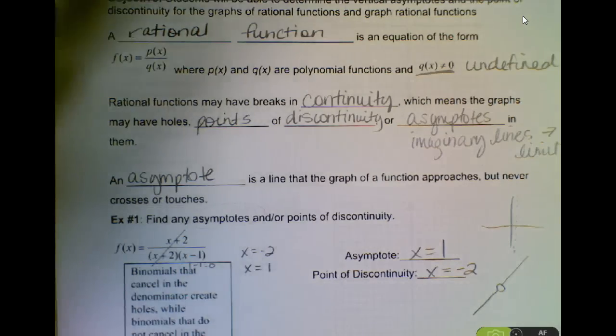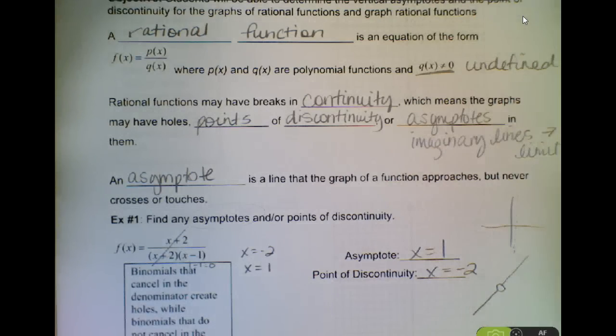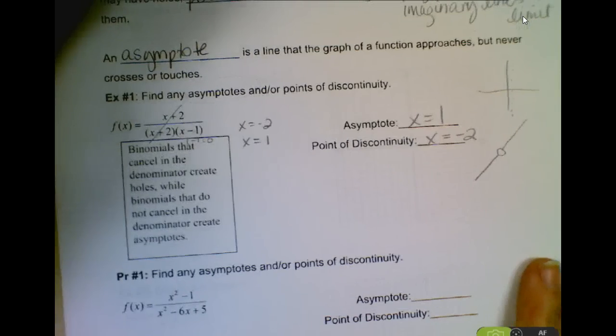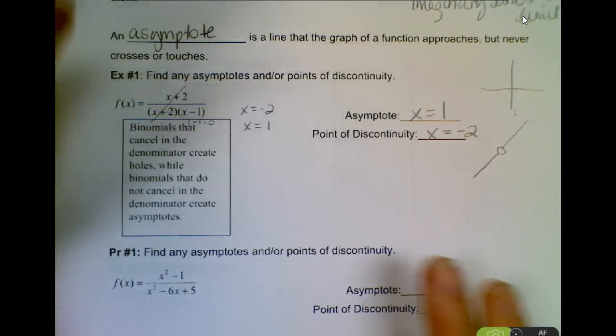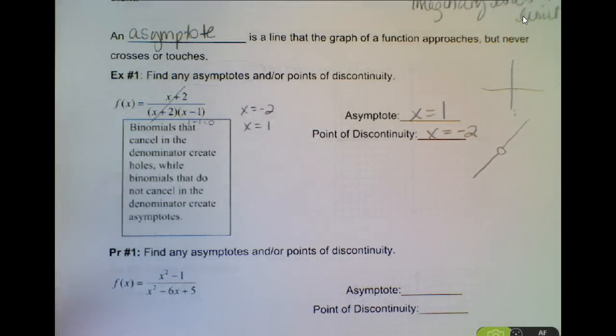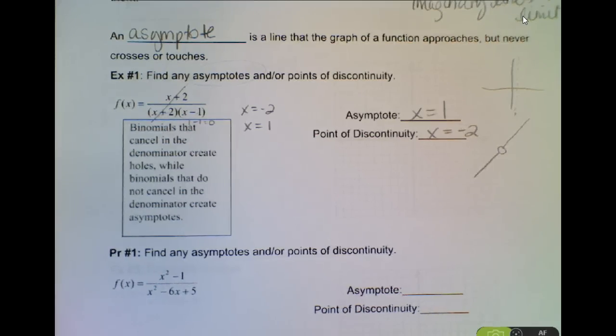Okay? So the key to all of these is you must factor to see where your asymptotes and or holes are going to be. Not every graph has a hole. Most rational, I would say all rational expression functions do have an asymptote. Okay, some are vertical, some are horizontal, sometimes they have both. It just depends. Okay, so find any asymptotes and or point of discontinuity.